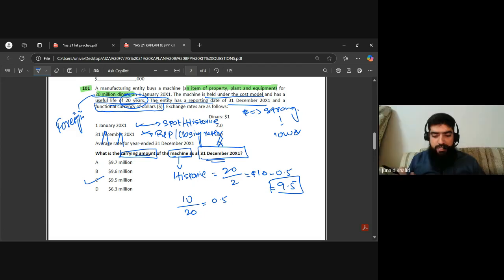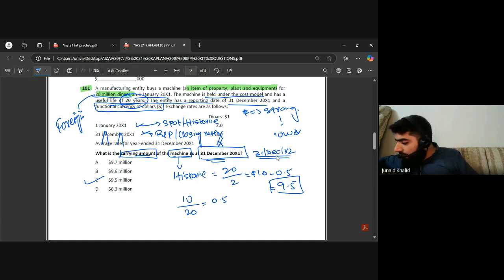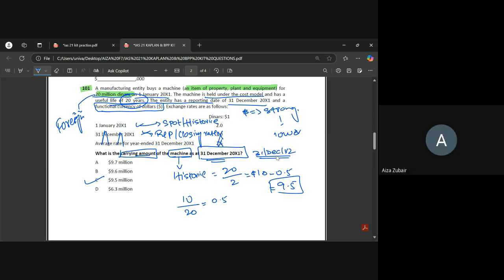Okay. Are you getting the point? Yes. So 1 year we have already used. Even if I ask you, okay, let's move on. If I ask you what will be the carrying amount at 31st December 20x2, what will it be? Yes, please. It will be 9.